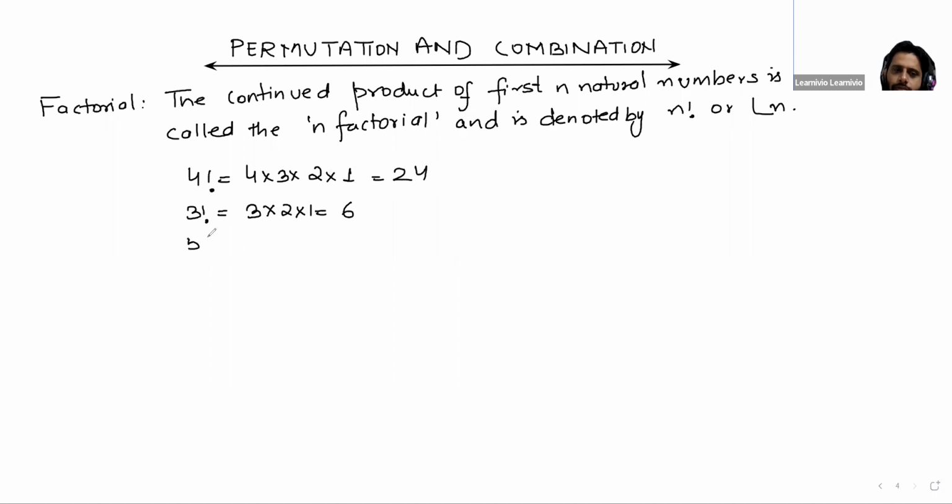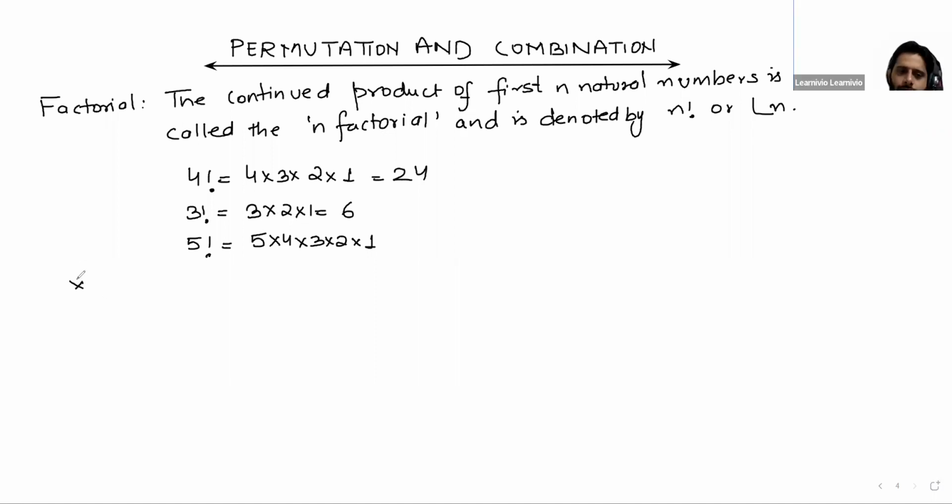Now, Krishna, can you tell me what is 5 factorial? Yes, sir. 5 into 4 into 3 into 2 into 1. Very good. Now, what is 6 factorial? 6 into 5 into 4 into 3 into 2 into 1. Very good. Okay, so this is a factorial.